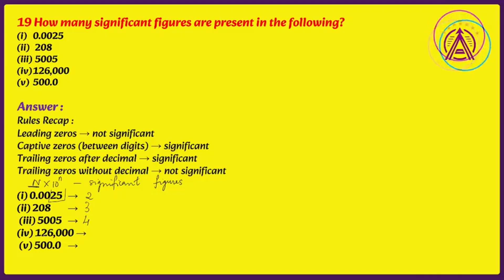In 1,26,000, if you see, we have trailing zeros. But these zeros do not have a decimal, hence they are considered non-significant, and we have three significant figures here. Similarly, 500.0, since there's a decimal, this zero becomes significant, and zeros in between two significant figures are again considered significant. So you have four significant figures.